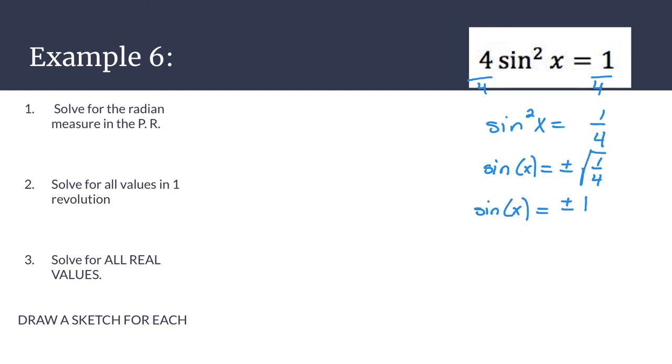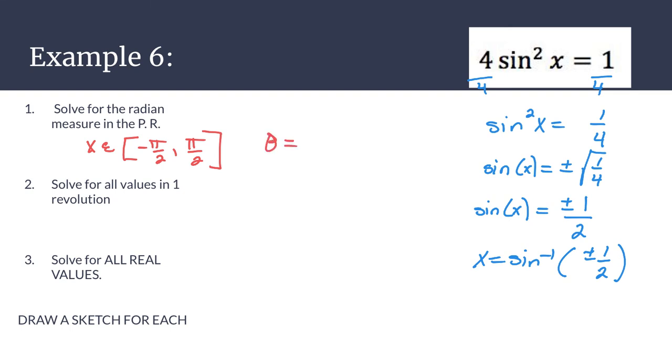Now the square root of 1 is 1. Square root of 4 is 2, so that reduces to sine of x equals plus and minus 1/2. So x is going to equal inverse sine of plus and minus 1/2. We're going to find the answer in your principal root. We're looking at a domain from negative pi over 2 to positive pi over 2. So we're going to look for a y value that's 1/2 and negative 1/2. So our answers would be negative pi over 6 and positive pi over 6.